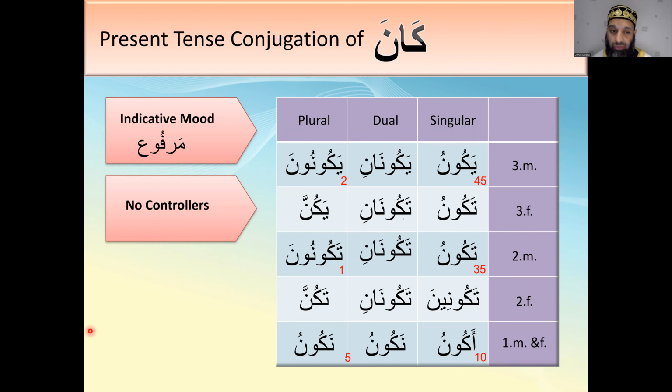Right? And we do the same to this now. We put the mansubifying controllers in front. So if any of those mansubifying controllers come in front of this word in the sentence, what's going to happen? What happens with the previous ones? We know the dhamma endings became fatha. So the peshes became zabar. And all the noons got dropped. Good. Except super strong females, plural, right? Yeah. So here we go.